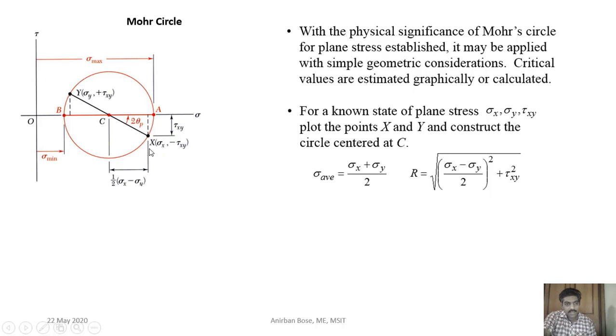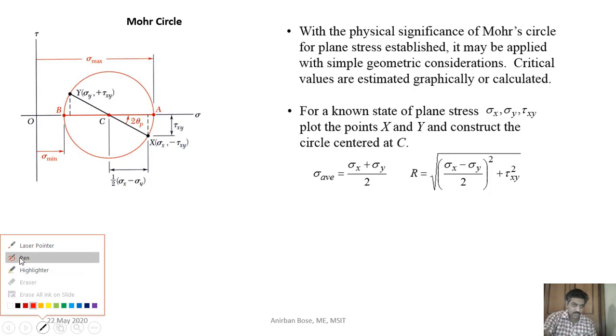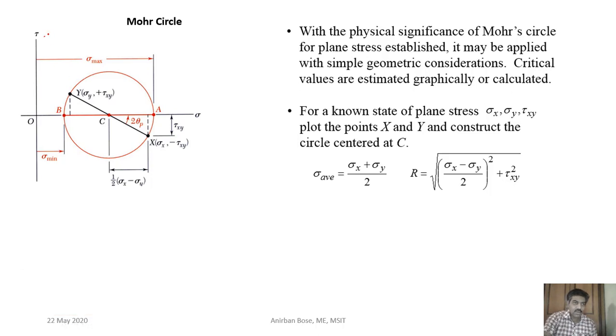So here what has been done, you can understand that it is considered that tau anti-clockwise is positive, which has been shown upward. So in this diagram, anti-clockwise is positive, and clockwise is negative. Now if anti-clockwise is positive, then what you have to plot is sigma x comma minus tau xy, okay, and here you have to plot sigma y comma tau xy.